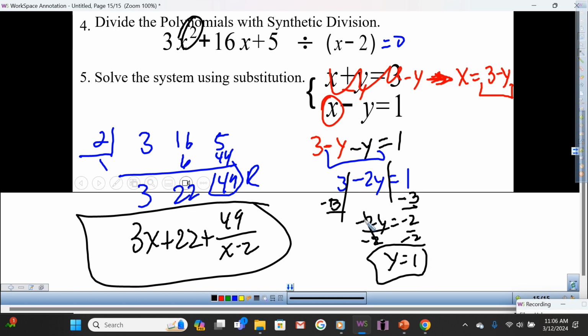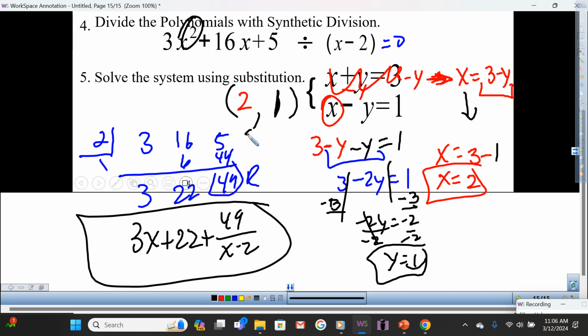And now we need to solve for x because our solution, we already have the y value. We need an x value. I'm going to use this equation, the one in red. X equals 3 minus y. What was y we said? Y was 1. Therefore, x equals to 2.